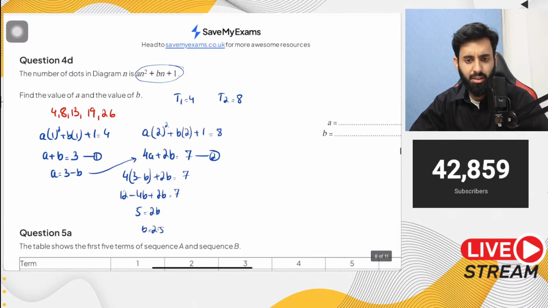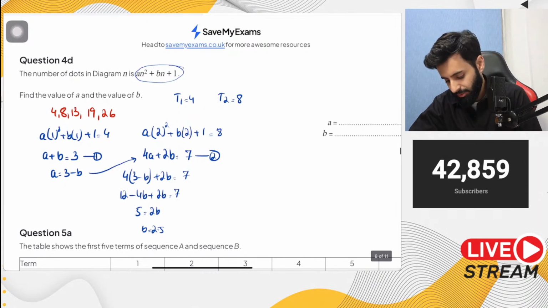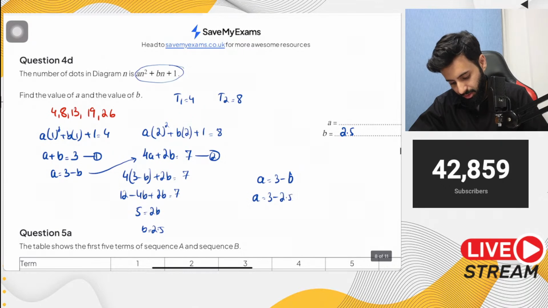Let me see if that's correct. Sounds all right. Yeah, so b equals 2.5. And then let's find out the value of a. a equals 3 minus b. So a equals 3 minus 2.5. So a equals 0.5. There you go.